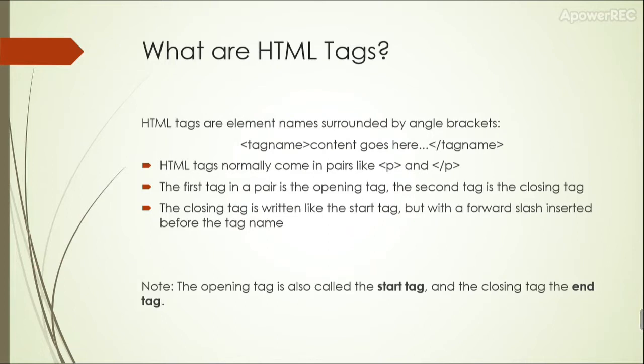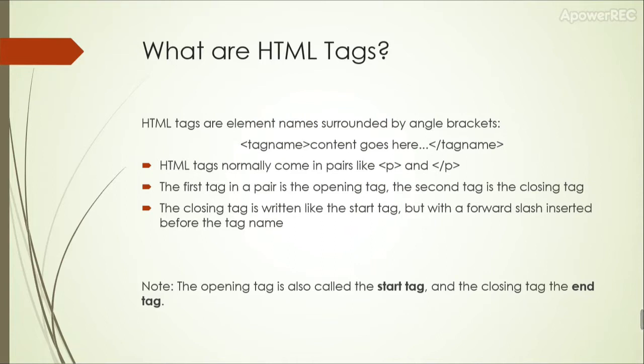What are HTML tags? HTML tags are element names surrounded by angle brackets, like angle start, tag name, angle close. Content goes here, then angle start, slash tag name, angle close. HTML tags normally come in pairs, like p tag and p tag close, like an opening tag and closing tag.